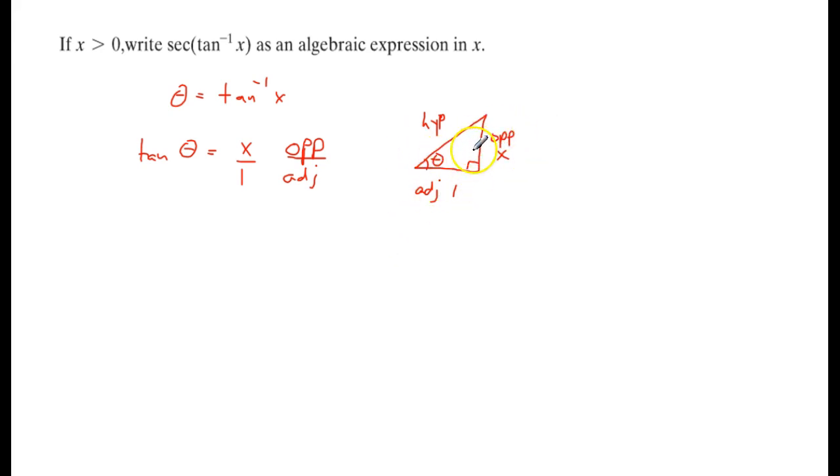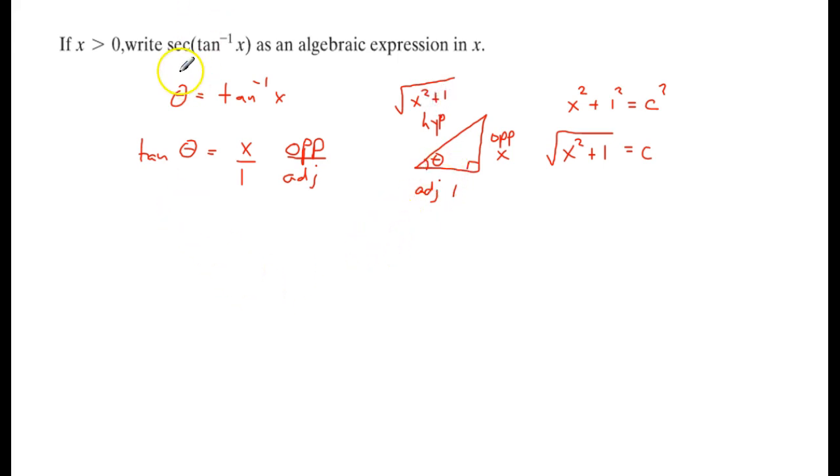So we can do some Pythagorean theorem to come up with the hypotenuse. So x squared plus 1 squared equals c squared. A squared plus b squared equals c squared. So that's x squared plus 1. Alright, and then to get c by itself, we just take the square root. So that's our hypotenuse, the square root of x squared plus 1.